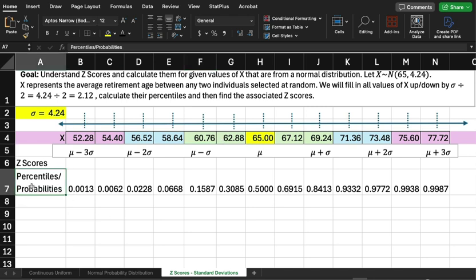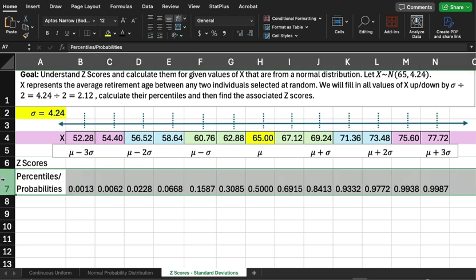So it starts in row 7 down here, where we have to calculate their percentiles, their probabilities, because the z-score calculation is equals NORM.S.INV, and you have to give it a percentile. You have to give it a probability to get the z-score. So we need to calculate those here.